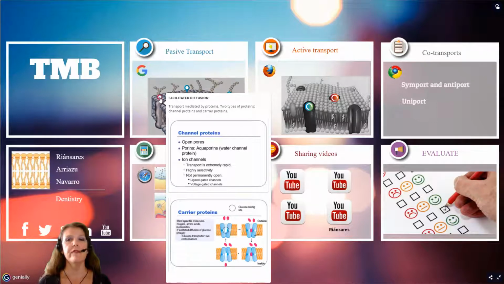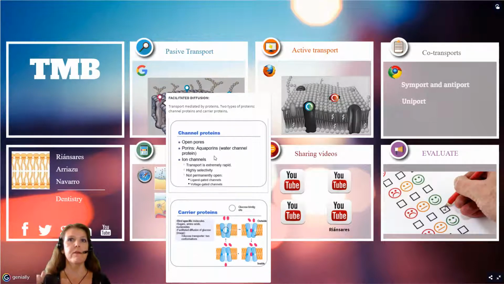The other type of diffusion is the facilitated diffusion. In that case, we need proteins for transporting our molecules. There are two types of proteins: the channel proteins and the carrier proteins. When we talk about channel proteins, they are open pores. It's like a door that permits to cross out or in to the cell or to the organelle. Okay? There are specific pores, such as aquaporins, that permit the movement of water.